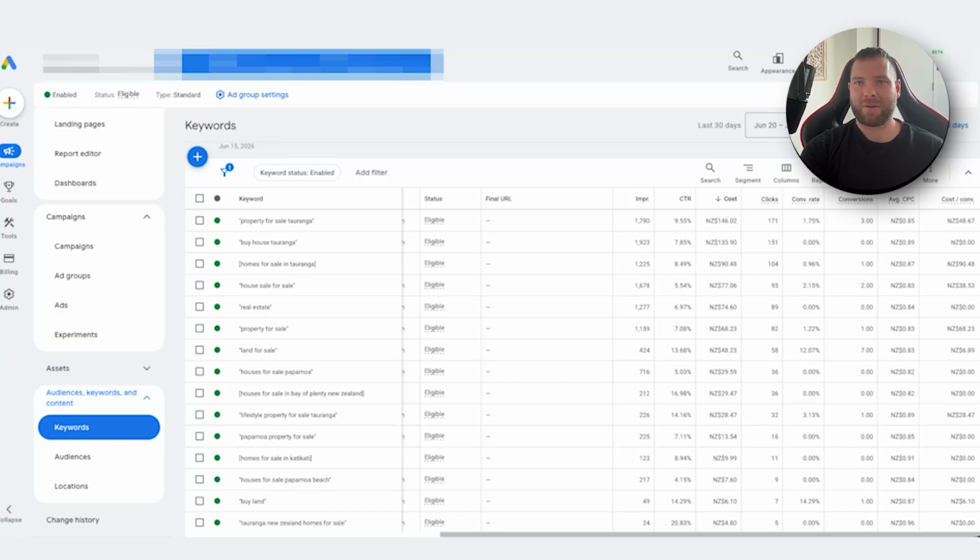Comparing against those timeframes stops you from making knee-jerk reactions and helps you spot the difference between a keyword that's genuinely underperforming and one that's just having an off week. Let's look at a real example.